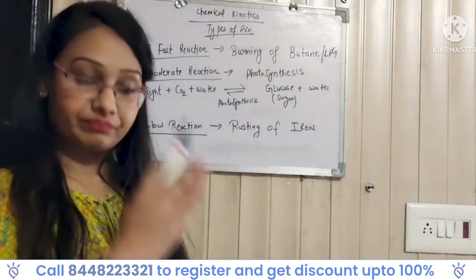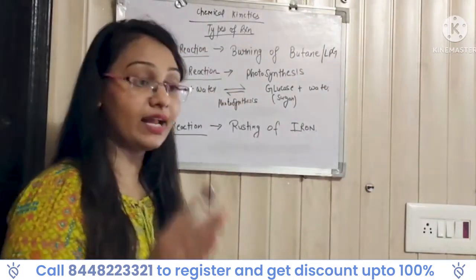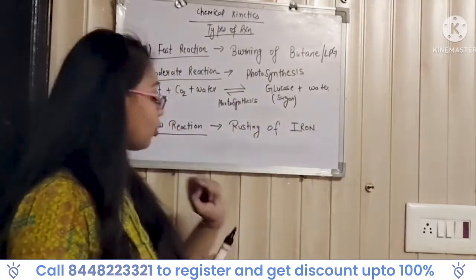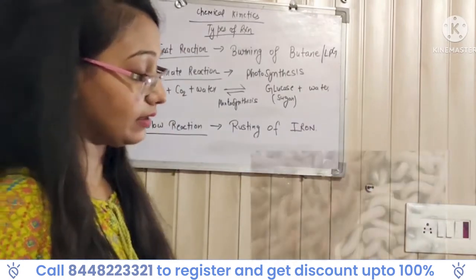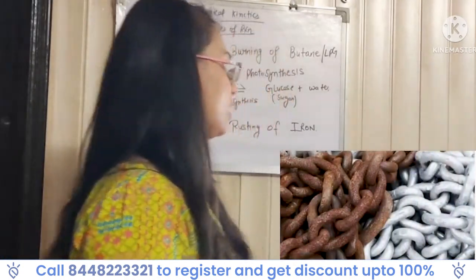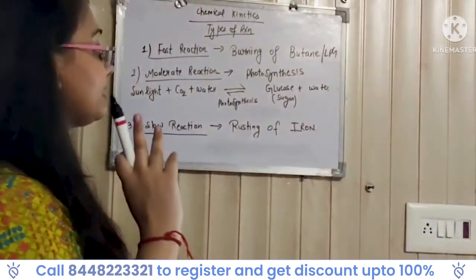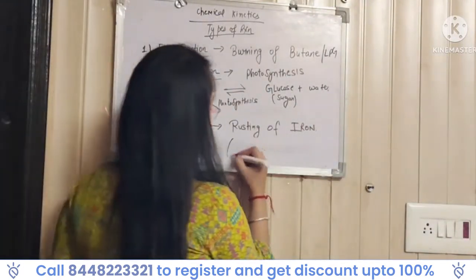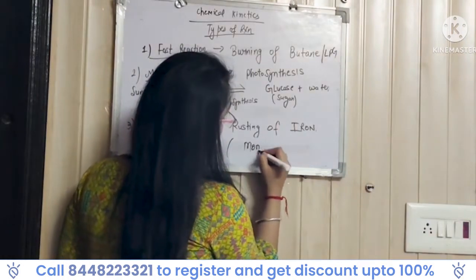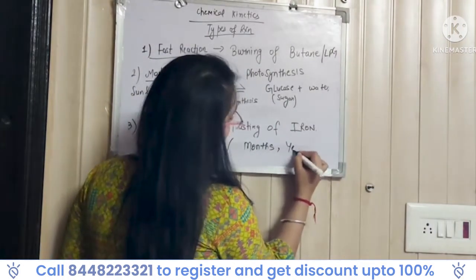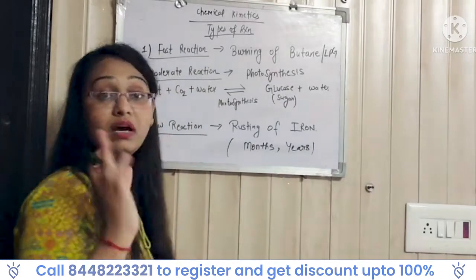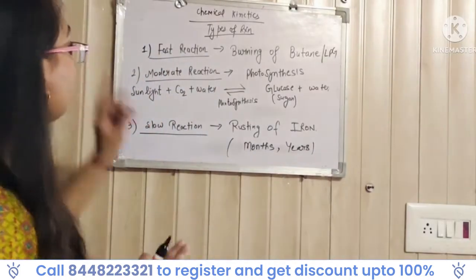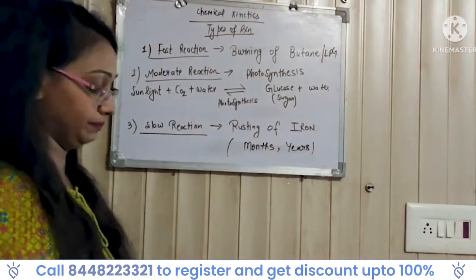Apart from the conditions like sunlight and atmospheric conditions, now the slow reaction: rusting of iron. Rusting of iron is a slow process because the time required to complete this reaction is very large. This reaction is completed in months, or it can even take years, depending upon the quality of the iron and atmospheric conditions. So these are the basic three types of reaction.